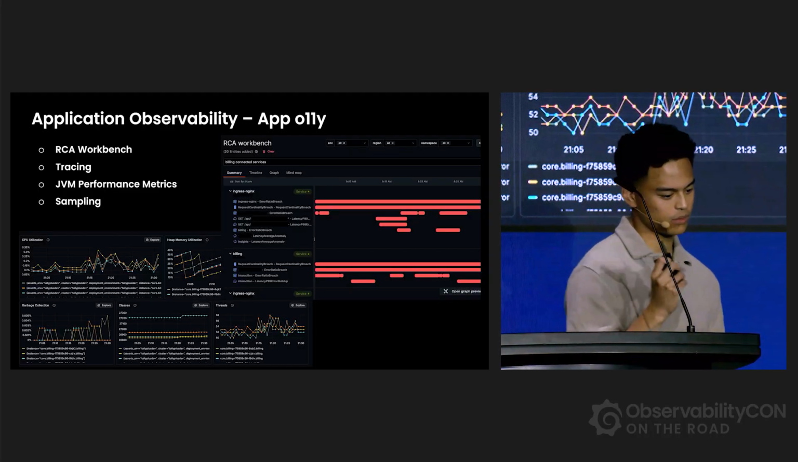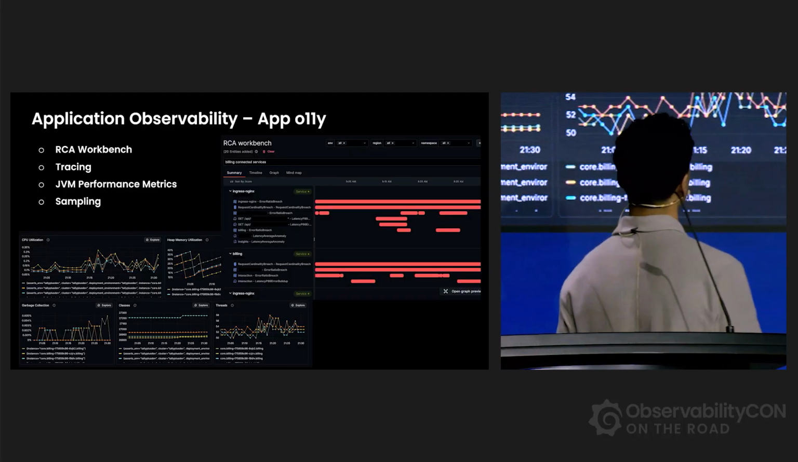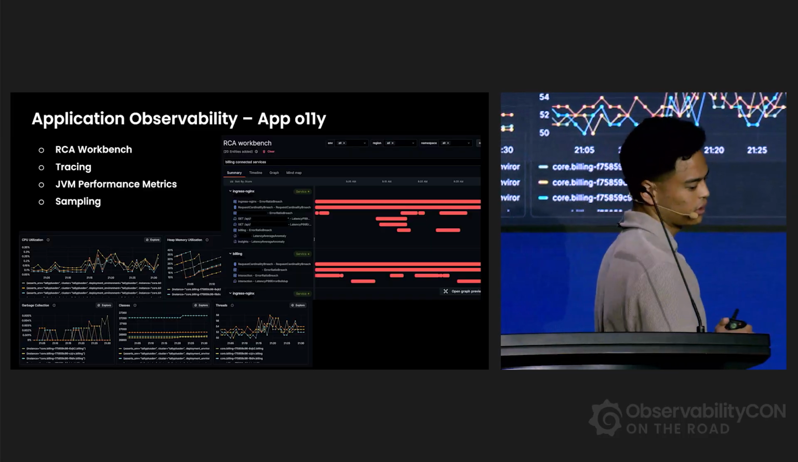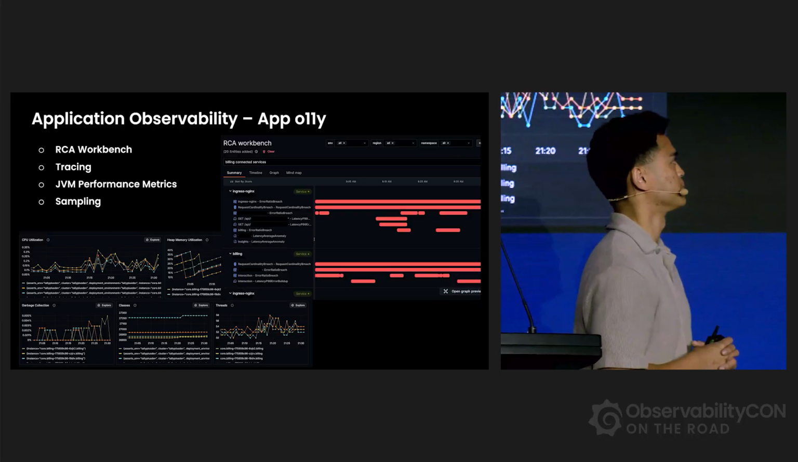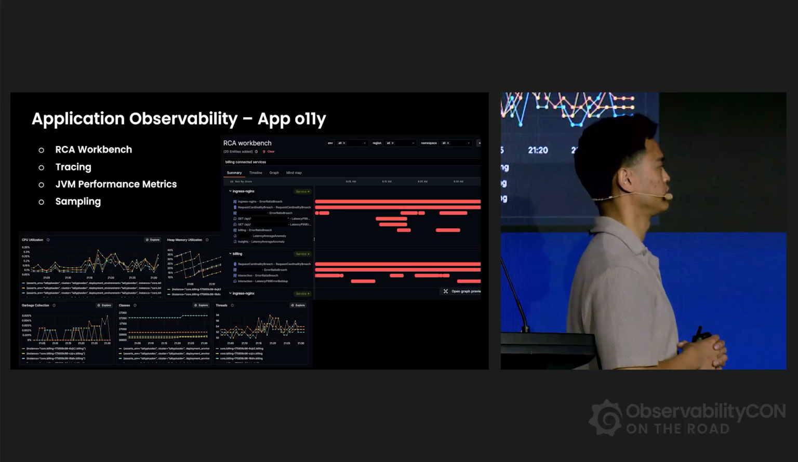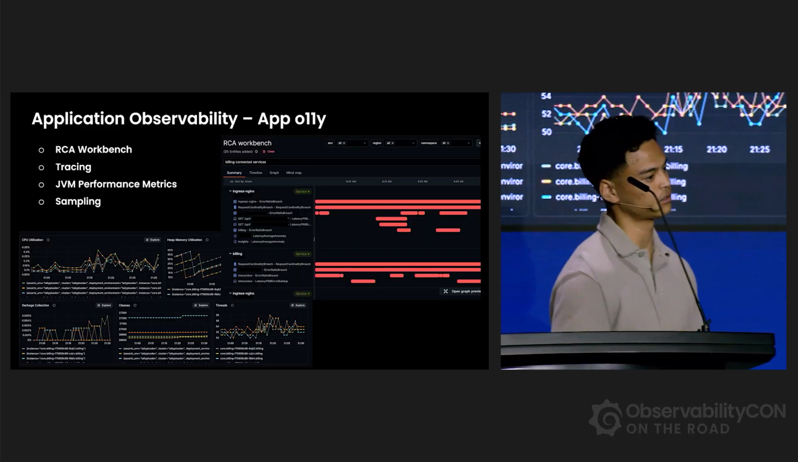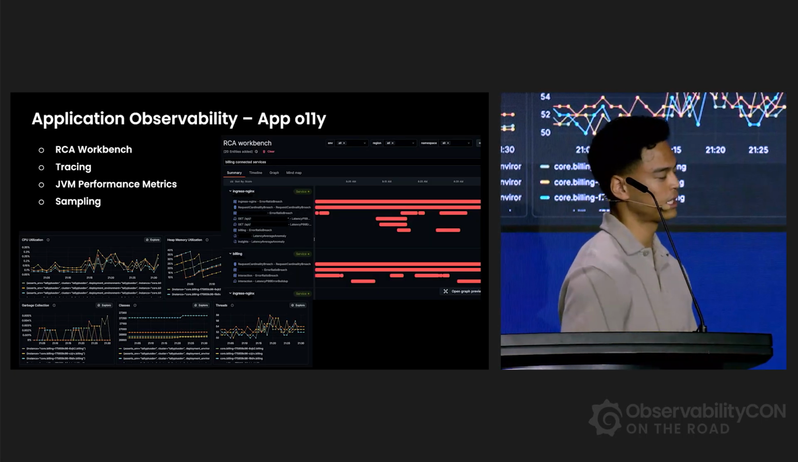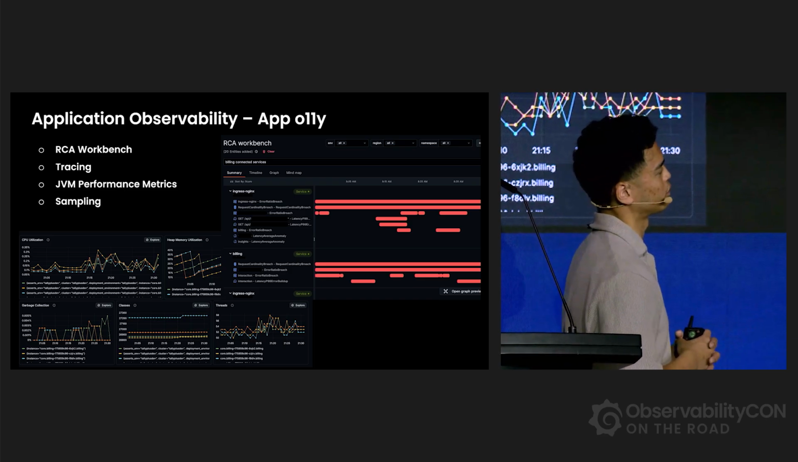I just wanted to talk more about application observability, because that was one of the gaps we had with our platform. We heavily rely on Alloy. Prior to this, we didn't really have an overall or low-level insight of what our applications were doing, how they were behaving, performing, and where the bottlenecks were.